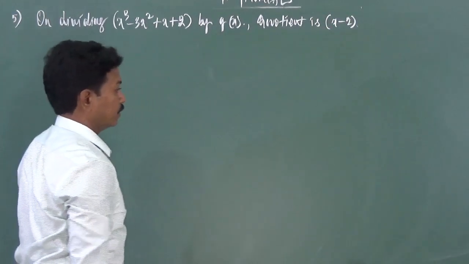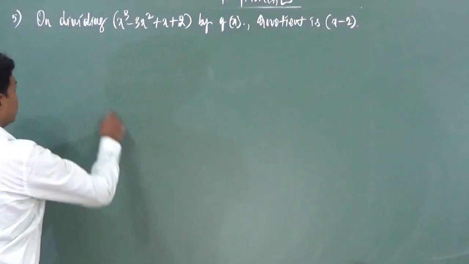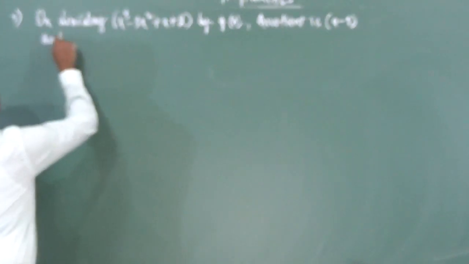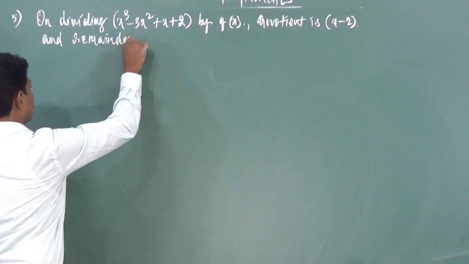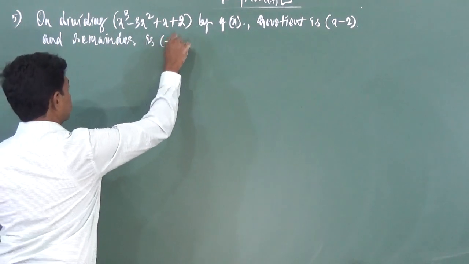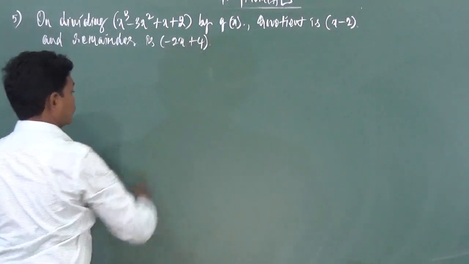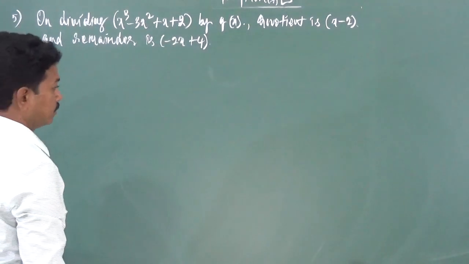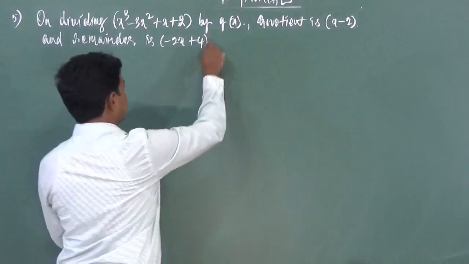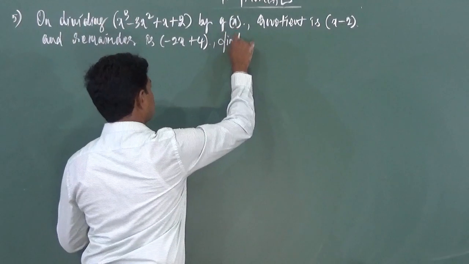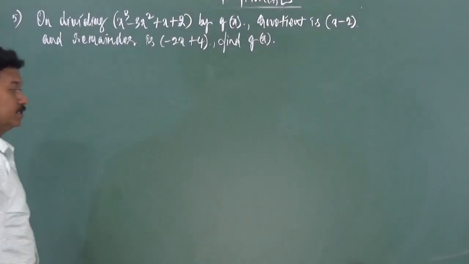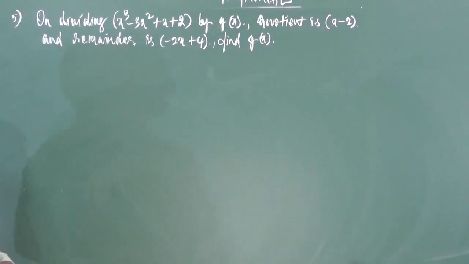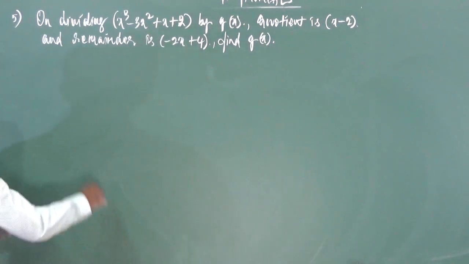The quotient what we have got is x minus 2, and the remainder is minus 2x plus 4. The remainder what we have got is minus 2x plus 4. So find g of x. We have to find g of x. So this is for 2 marks, very important. Okay.